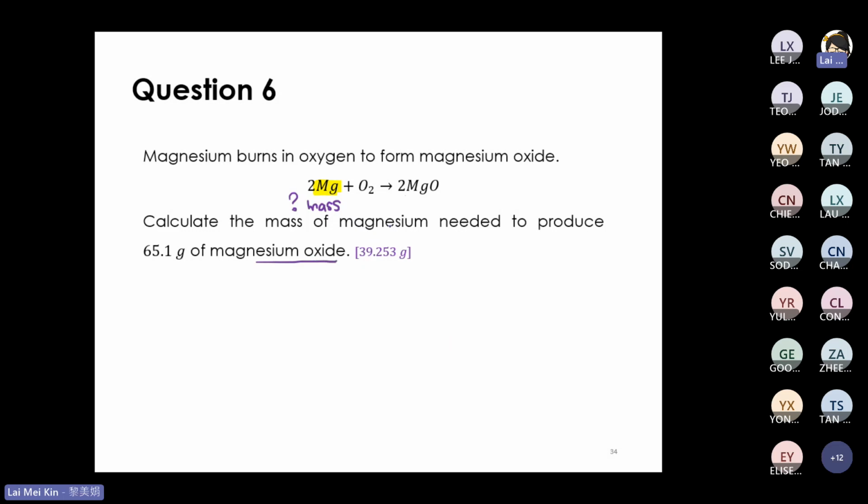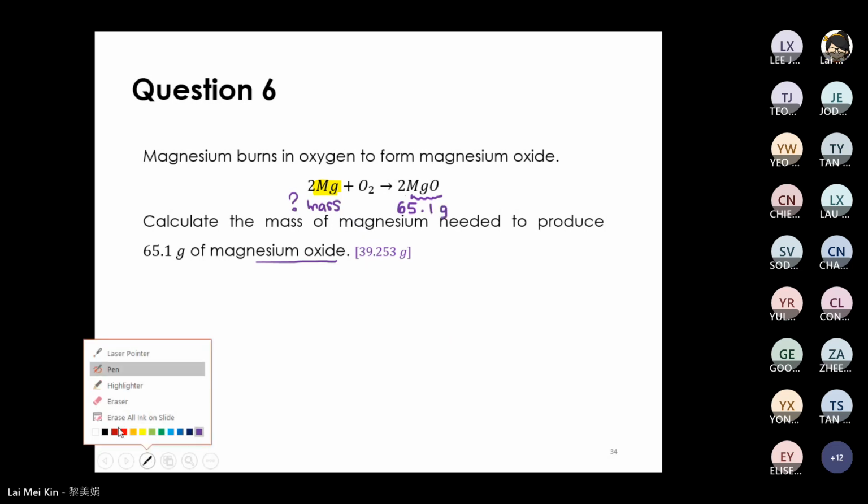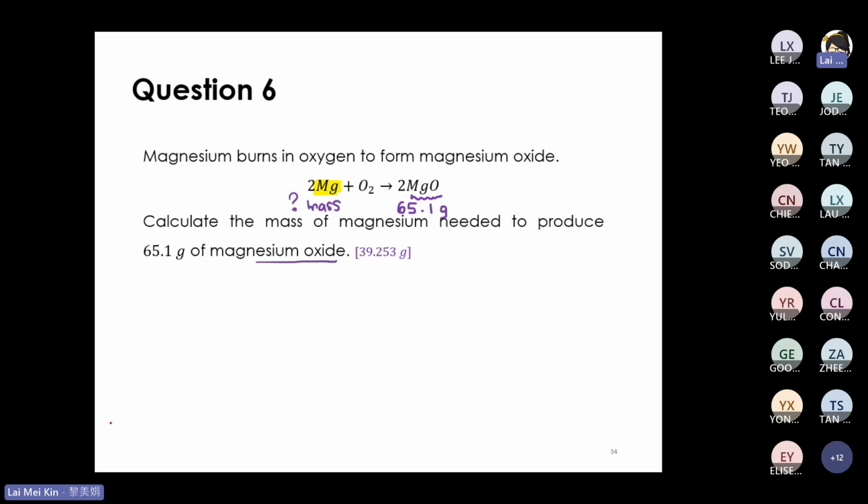So this is magnesium oxide, 65.1 gram. Okay, so how do you start with this question? What do you need to find first? Yes, because the only information that you have is the information of magnesium oxide. So you need to think of what to do with magnesium oxide.